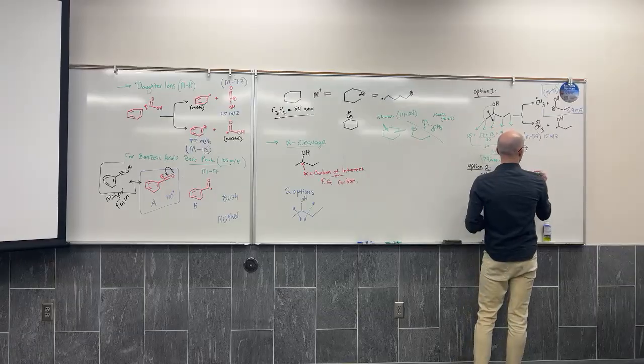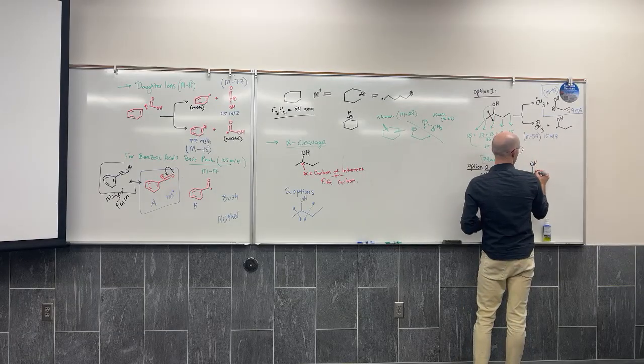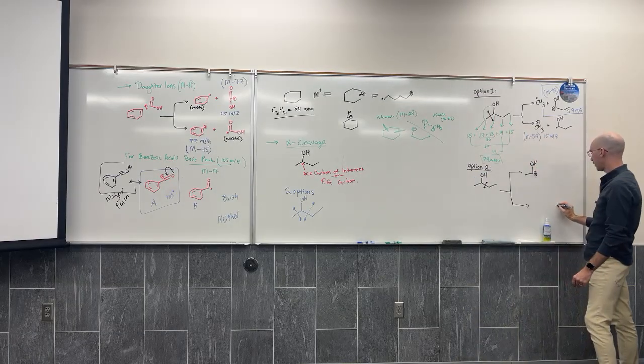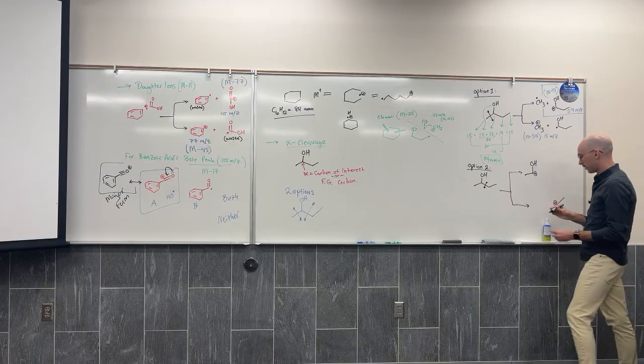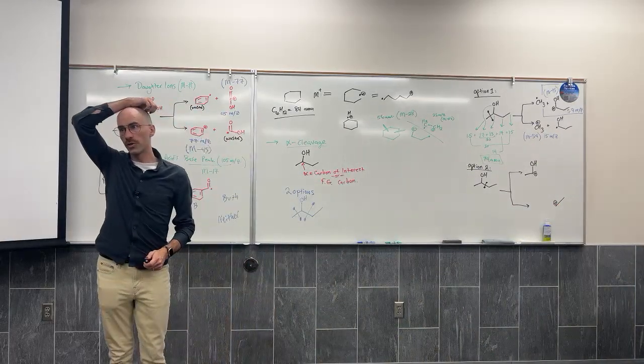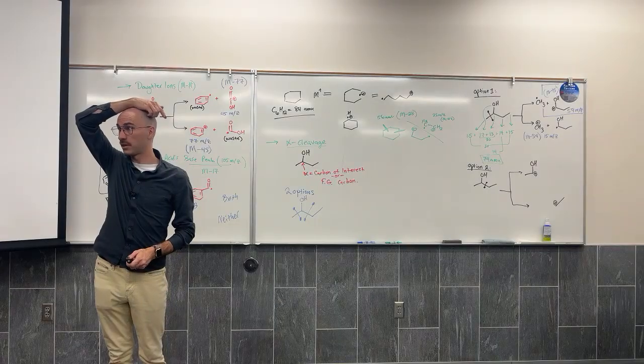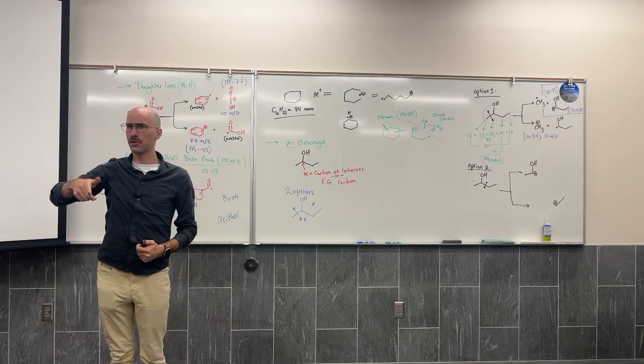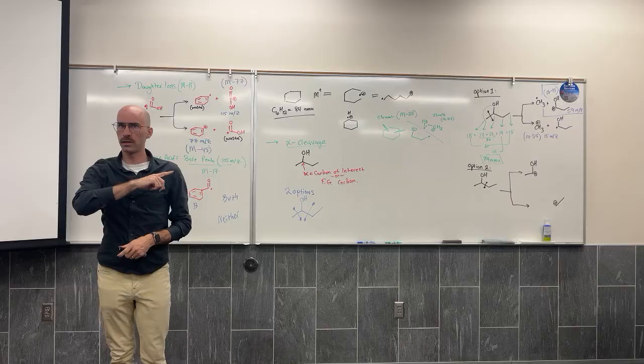Option 1, the positive charge is on the alpha carbon. Option 2, the positive charge is adjacent to the alpha carbon. So these would be the two cation possibilities. I'm not showing the radicals, but I can if you want me to.